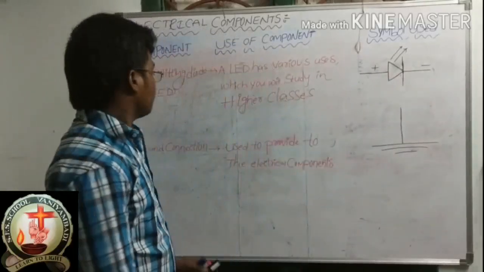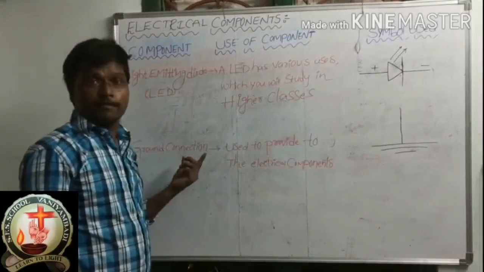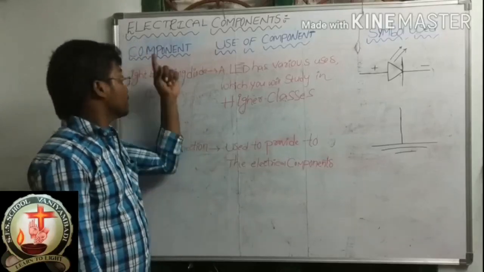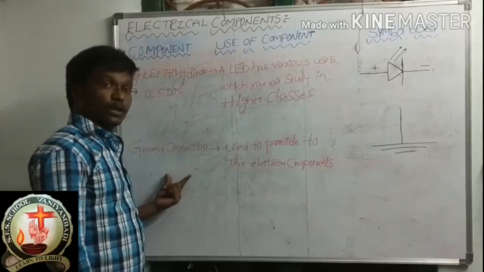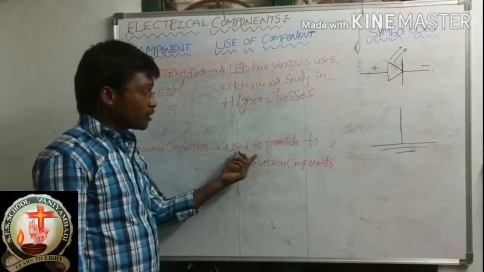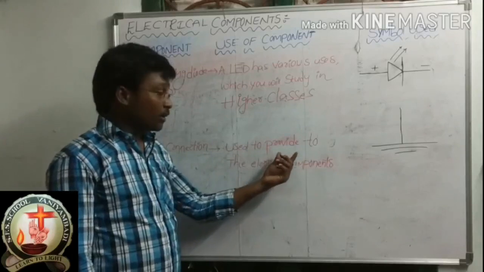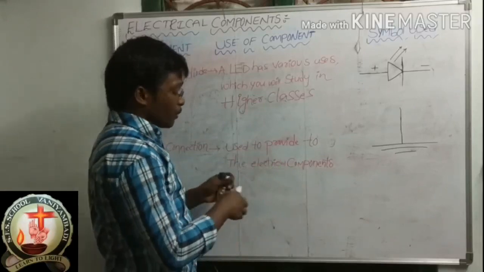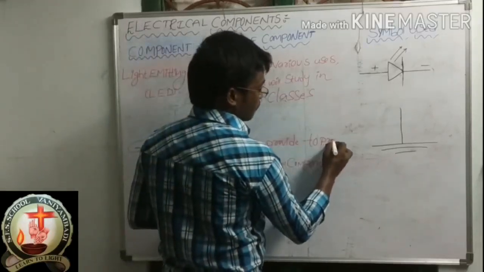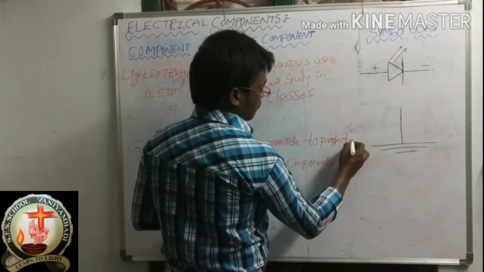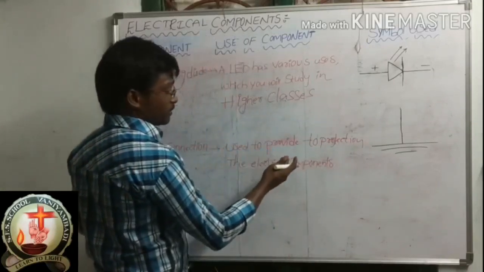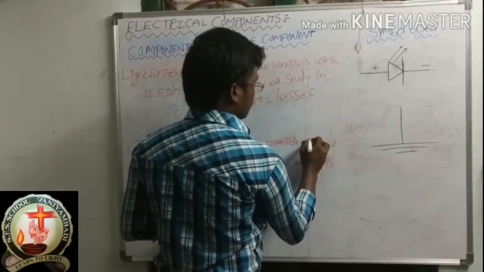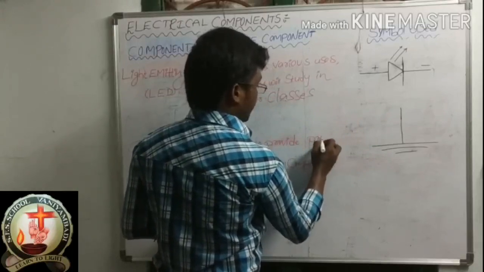Okay. Now, next one is ground connection. Ground connection is also one of the components. So what is the use of this ground component? It is used to provide protection.